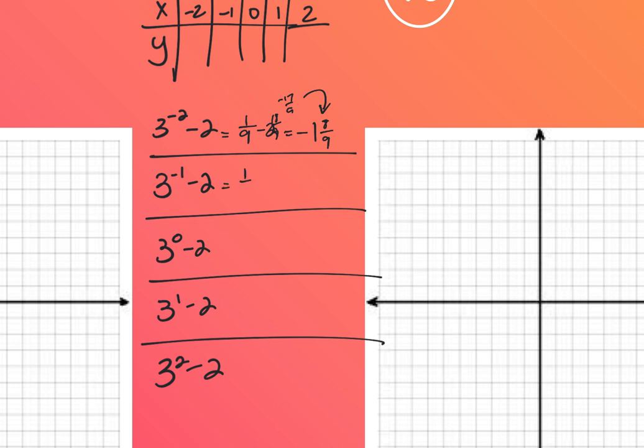This becomes 1/3 minus 2. So 1/3 less than negative 2 would be negative 1 2/3. This becomes 1 minus 2, which is negative 1. This is 3 minus 2, which is 1. And this is 9 minus 2, which is 7.